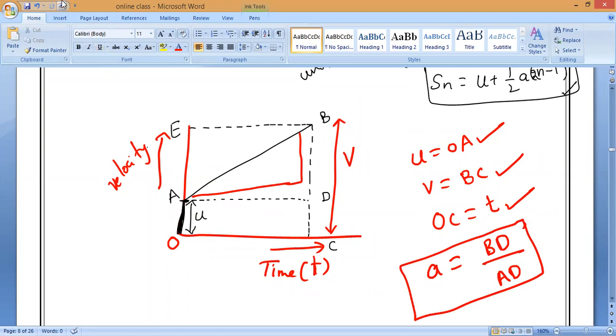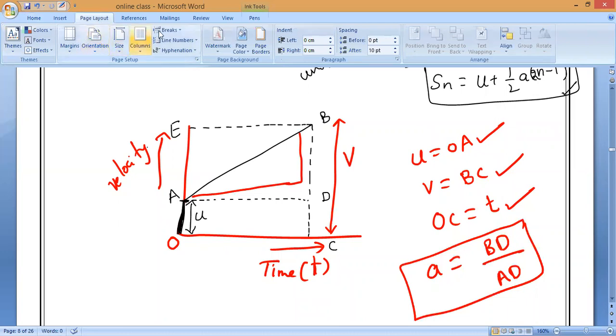Any doubt in this? Is it clear to everybody? If you have any doubt, kindly ask me, because this is very, very important. Unless you understand this, you cannot make anything. So acceleration is equal to BD divided by AD. Any doubt, everybody?